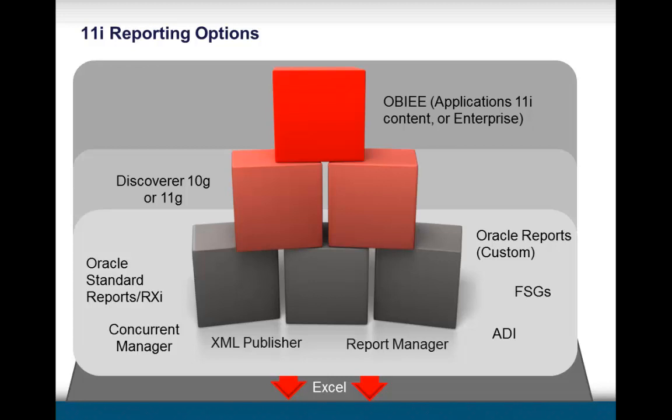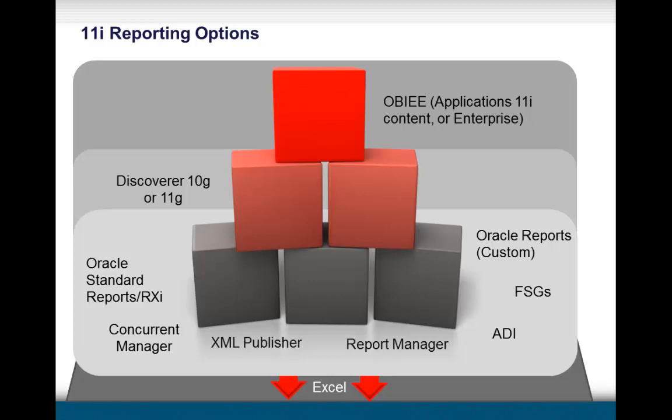We have Report Manager, which is really a repository and a way of storing reports and publishing them to your users. And then good old ADI, the Application Desktop Integrator, the best friend an accountant can have, a way to publish reports out, and then with a bit of drill down, people can see more detailed information. Especially this is used with FSGs. FSGs are the Financial Statement Generator, made up of row sets, column sets, and content sets for creating data and displaying it in a financial report. We also have Oracle Reports, which are really custom reports that are done by IT. So all of those are standard ways of generating information out of Oracle Financials in 11i.